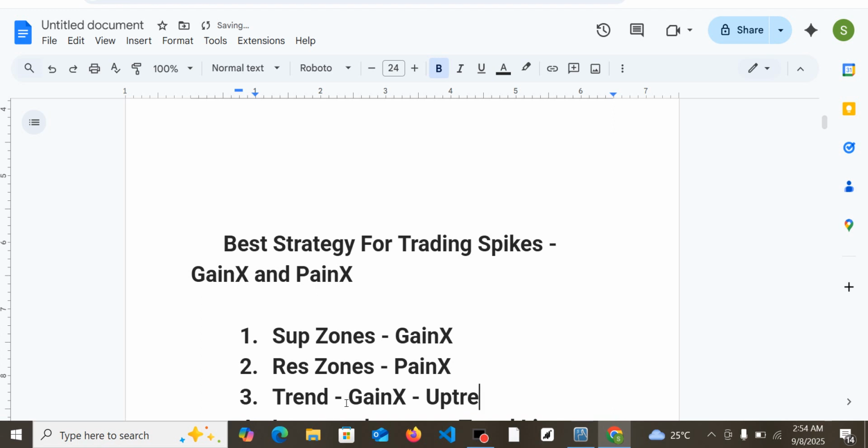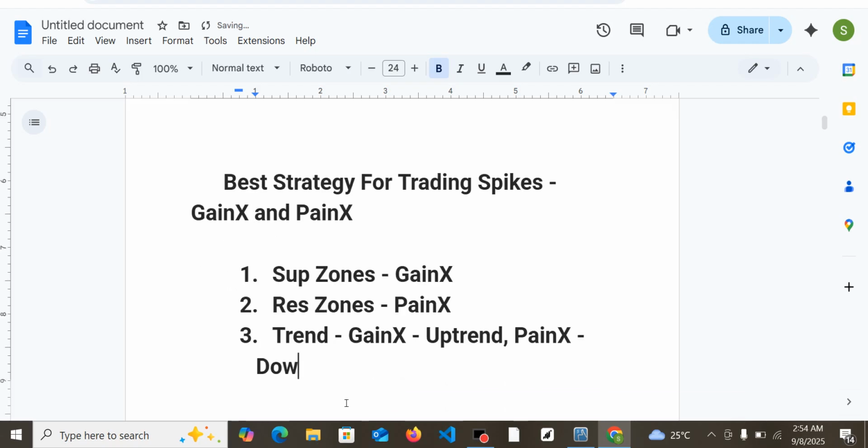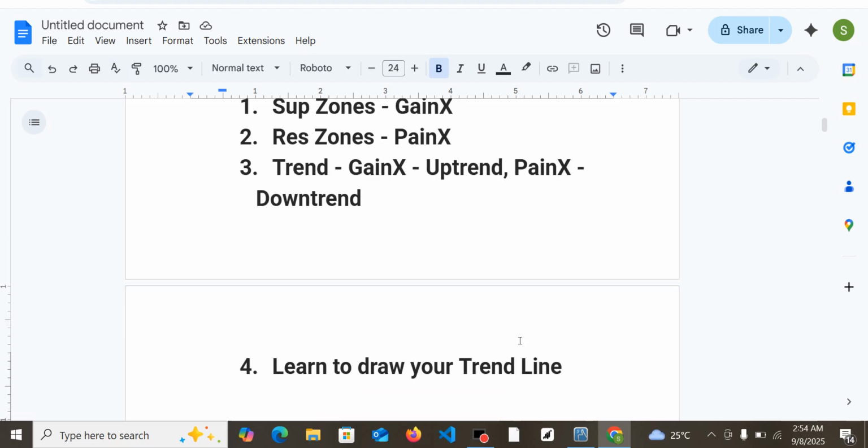When the market is on uptrend, okay? And for Pain X, you trade spikes when the market is on downtrend. It is as easy as that. If you know this, you give yourself peace of mind. So for Pain X, it is when the market is on downtrend, while for Gain X, it is when the market is on uptrend.